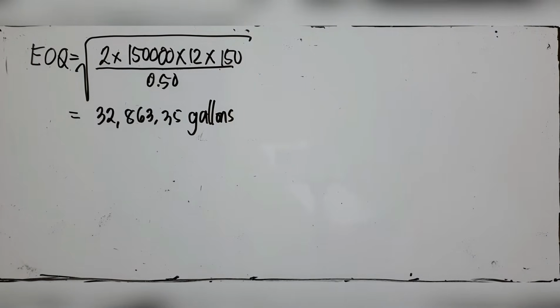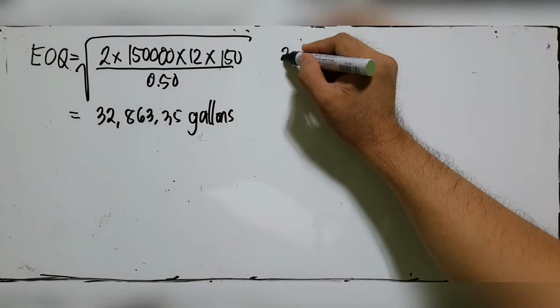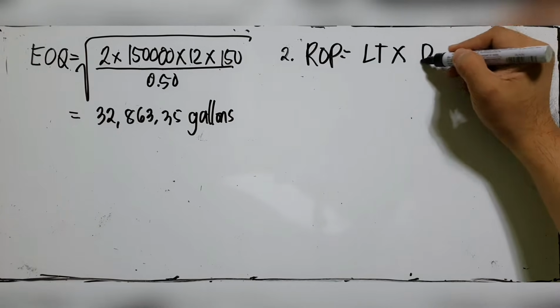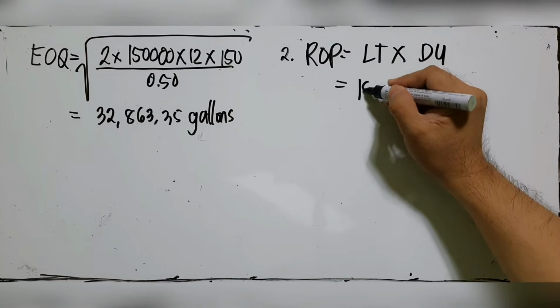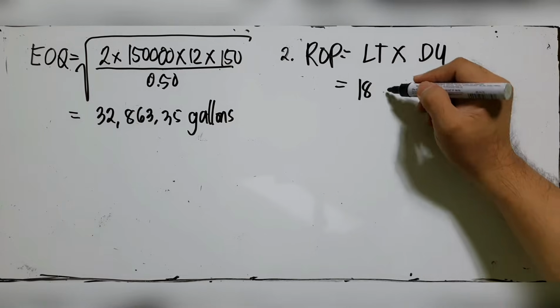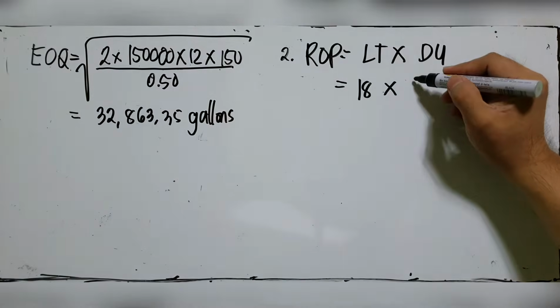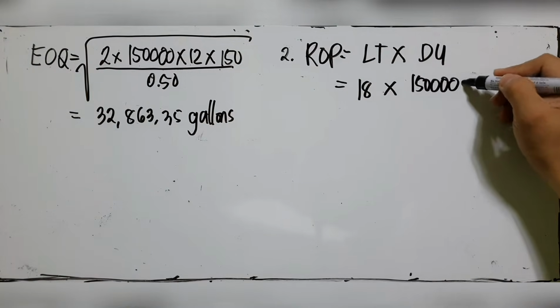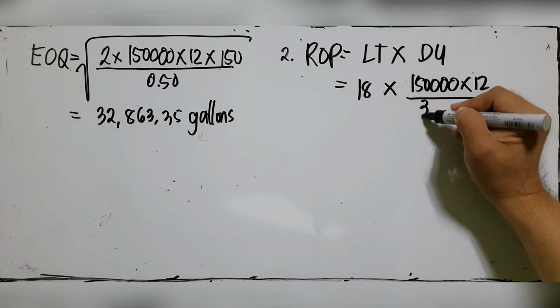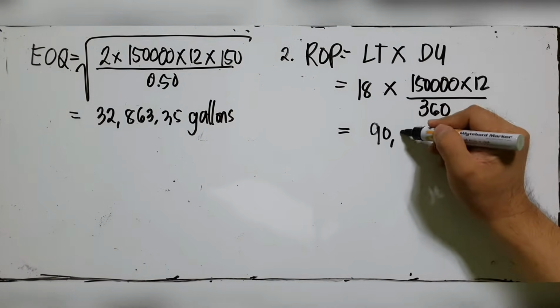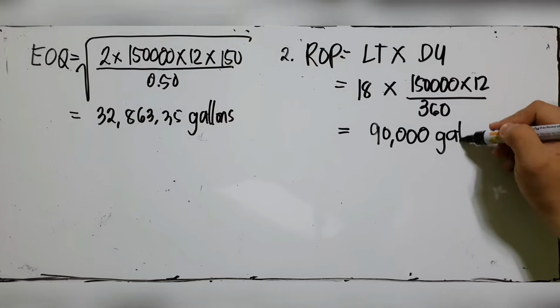Okay, so number 2 is we're asked for the reorder point. So reorder point for number 2. Okay, so that would be your lead time times your daily usage. Ano ba lead time natin? 18 days. So, multiply natin ang daily usage. Your annual usage is 150,000 times 12 divided by 360 days. Kasi inassume natin na 360 ulit. So, the reorder point is how many? 90,000 gallons. Okay?